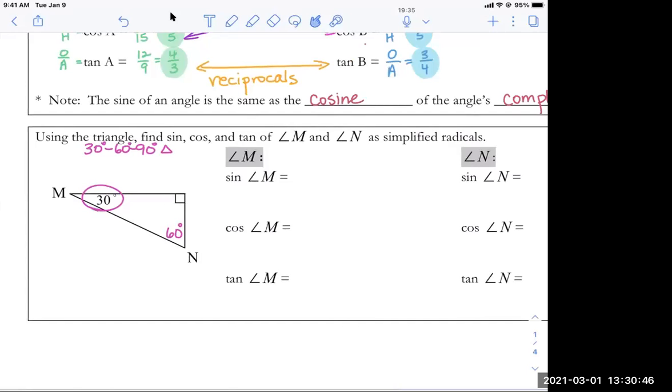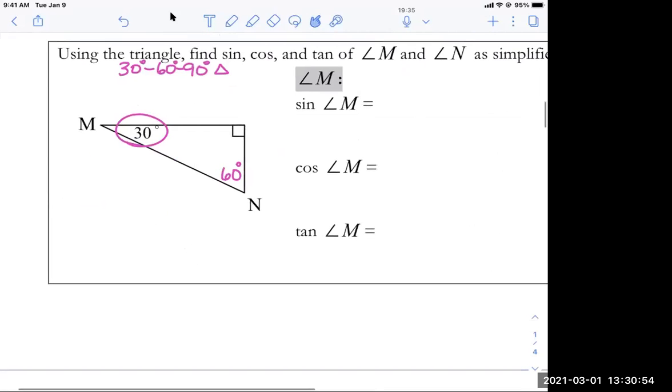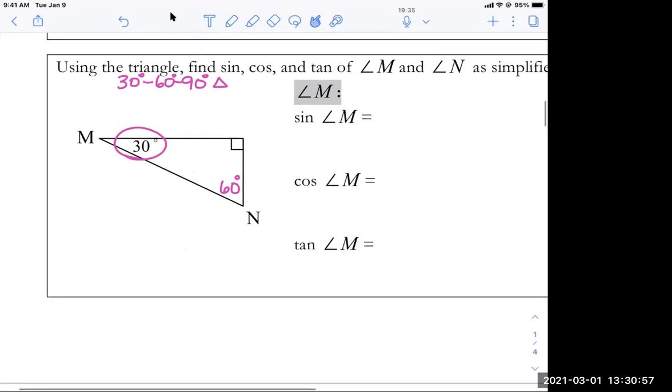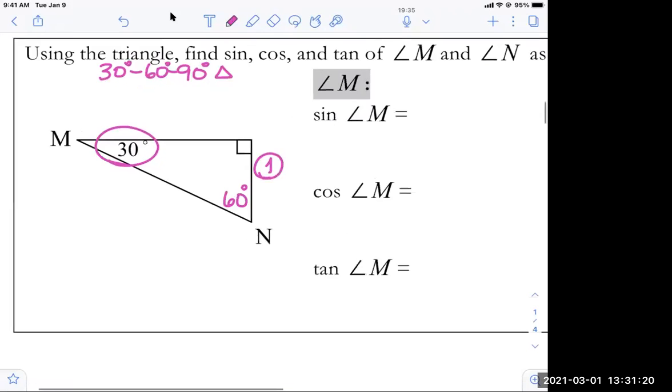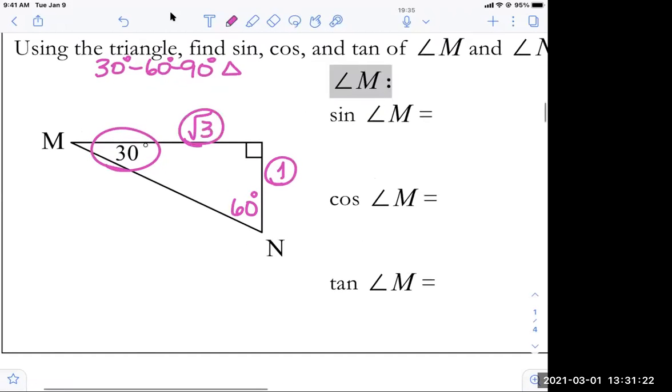Okay, now in a 30, 60, 90, what is the kind of simplified ratio for the side lengths? If I make this short leg a 1, what can I put on the long leg and the hypotenuse? So 30, 60, 90. If the short leg is 1, what goes on the long leg and the hypotenuse? The long leg has root 3 and the hypotenuse is 2.